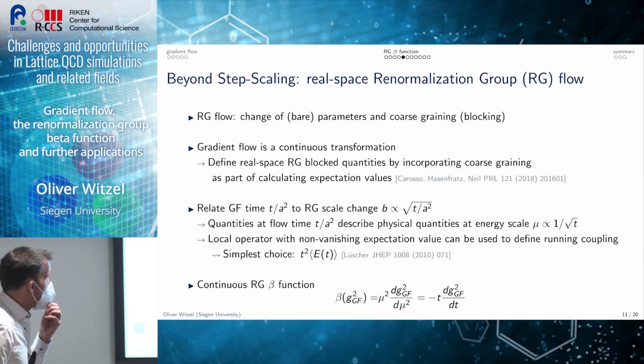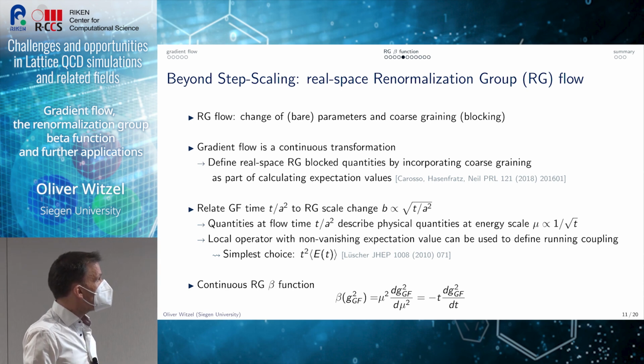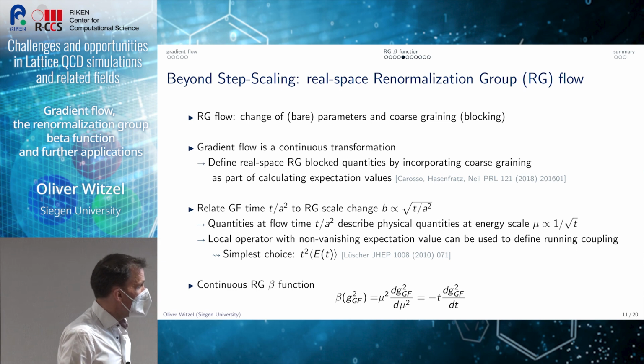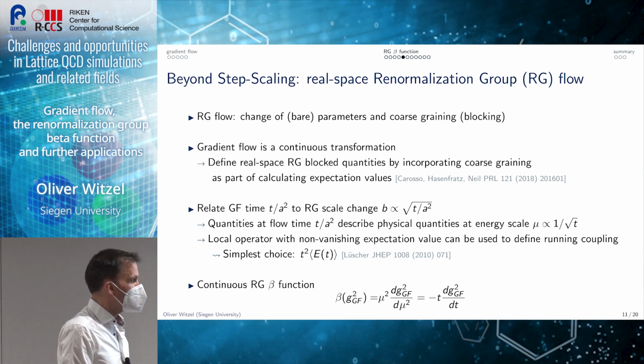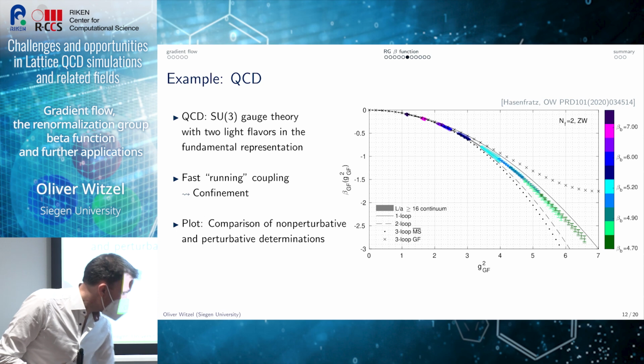And so Anna and Ethan, together with Andrea Caruso, pointed out that you can essentially turn the gradient flow into an RG flow by adding some coarse graining. And what you then do is you relate the gradient flow time to the RG scale change B, and that allows you to directly use the gradient flow time to calculate the derivative and obtain that way a continuous version of the beta function.